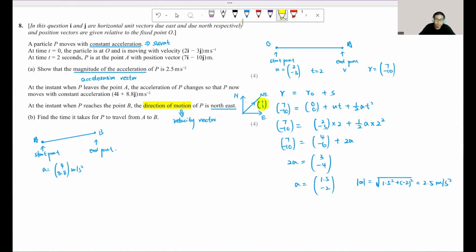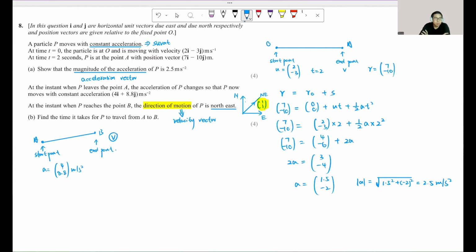And every time it's a direction of motion, we have to use the velocity vector. So we need to use the velocity vector of B. So we need to get the v at some point.